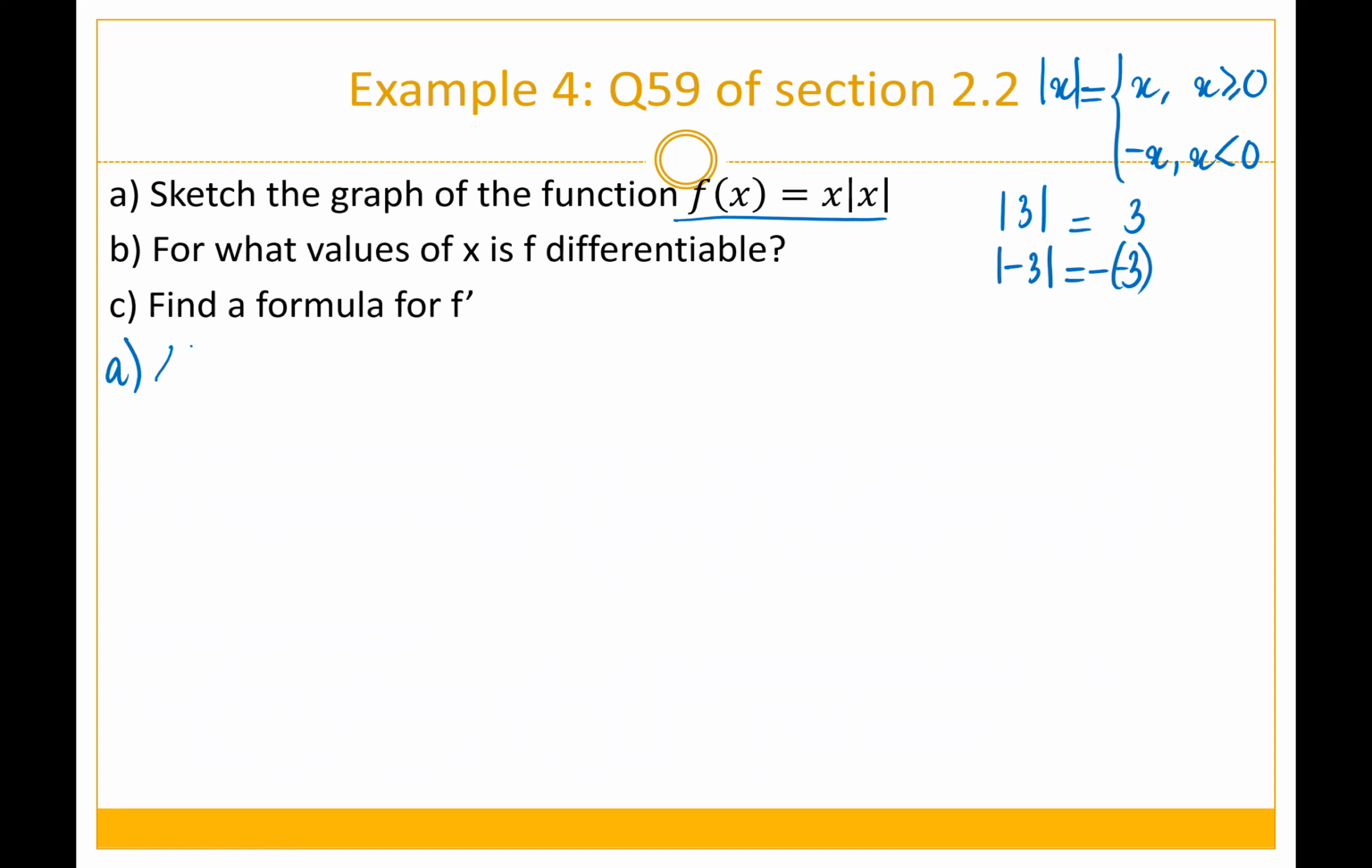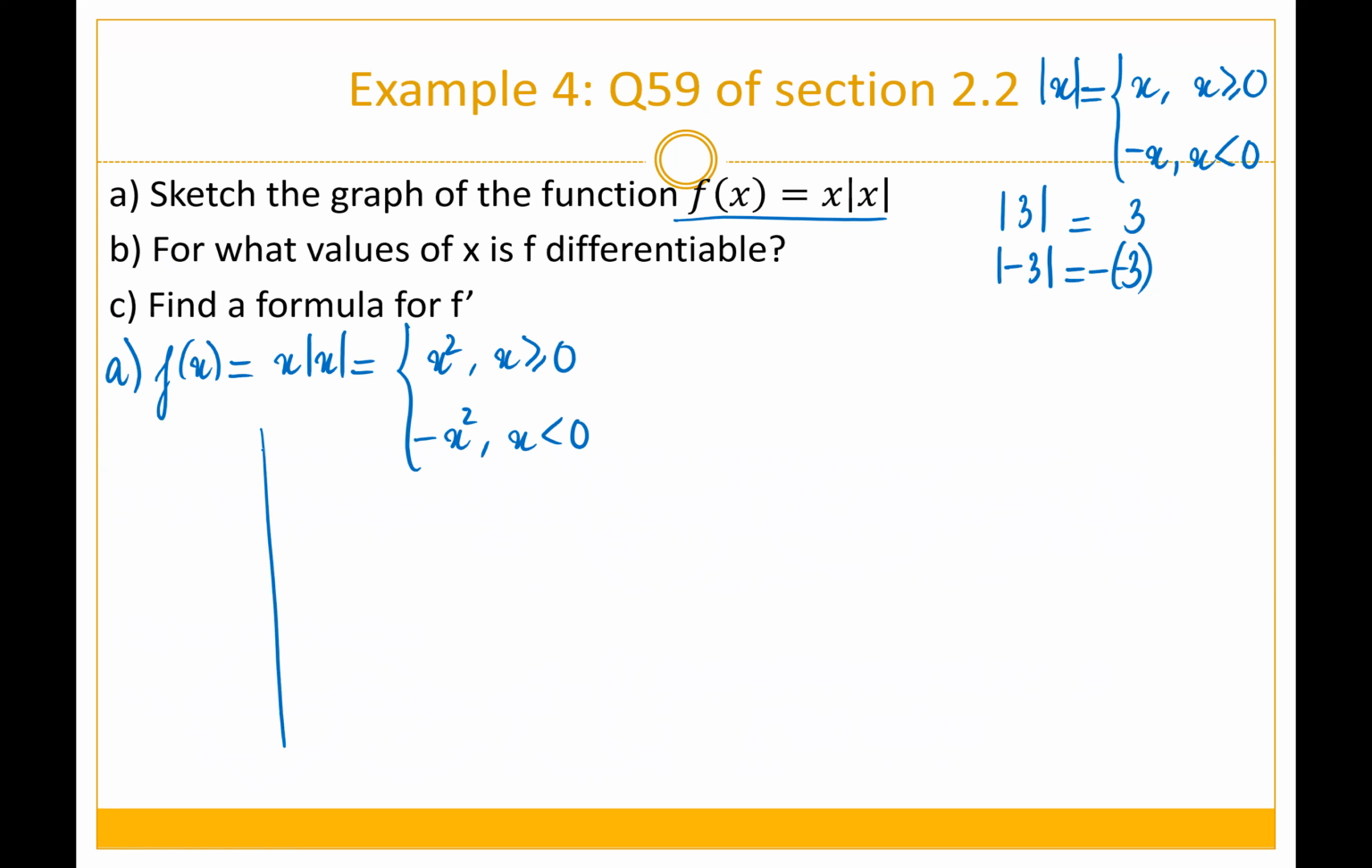Therefore, f(x) equals x times absolute value of x, which is x squared, so x multiplied by x, if x is bigger than 0, and equals negative x squared if x is smaller than 0. Now it makes life so much easier because you can see that you have a piecewise function where you can graph each part individually.